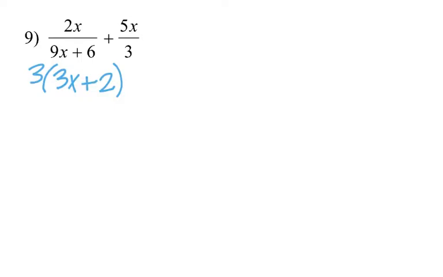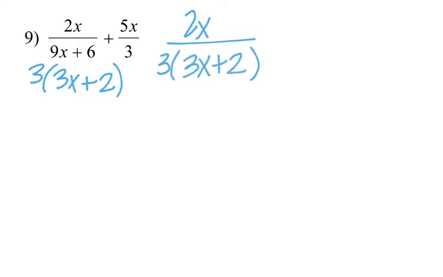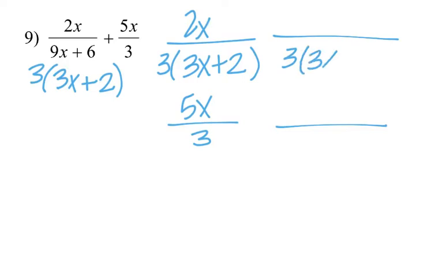So we're going to come over here and write everything vertically again. Oops, my bad, y'all. There we go. I should have written the factored form, 3 times 3x plus 2, and then 5x over 3. And remember, this is our common denominator. So we're just going to write it over here. 3 times 3x plus 2.